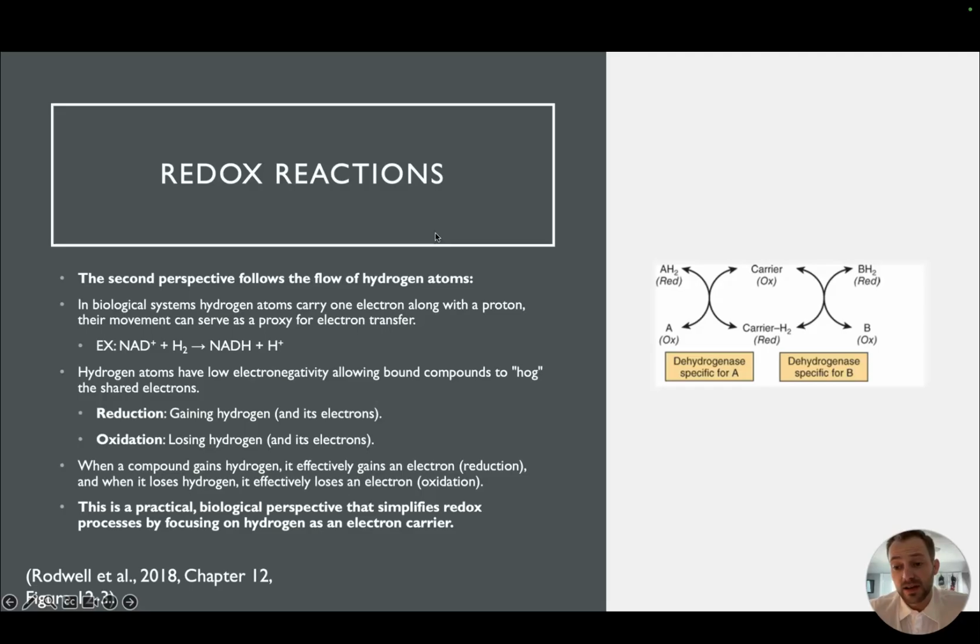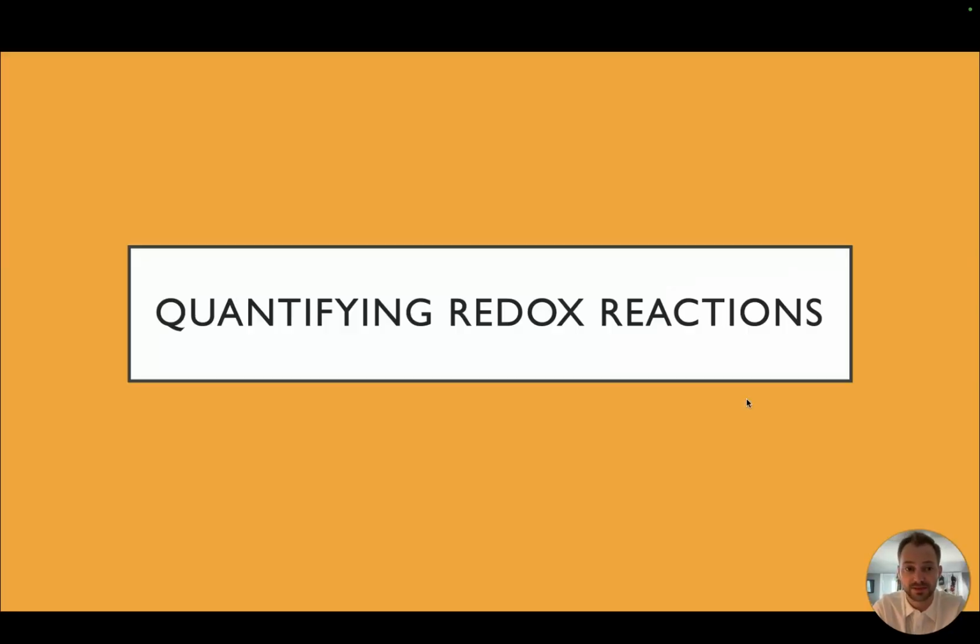We can also use the biological perspective, and here we can track hydrogen as they're moved from one molecule to another. Hydrogen acts as a great proxy for electron transfer because it has low electronegativity, so whatever it's bound to, it's going to be basically donating its electrons to increase that bound compound's electron density. This is just a more practical approach for biological systems.